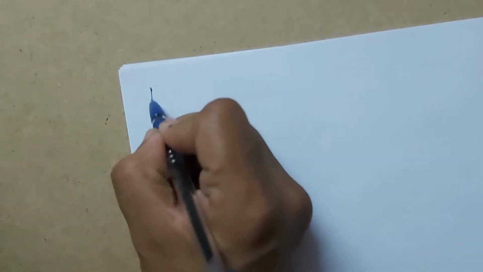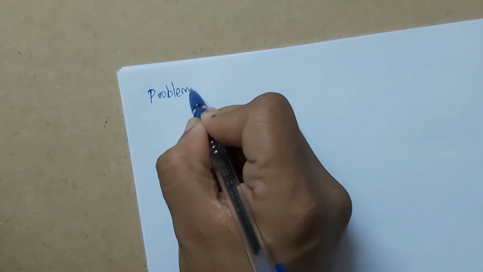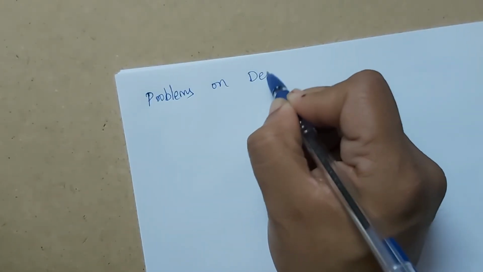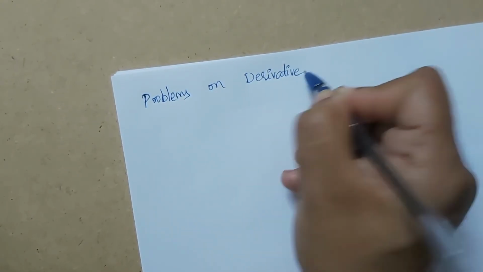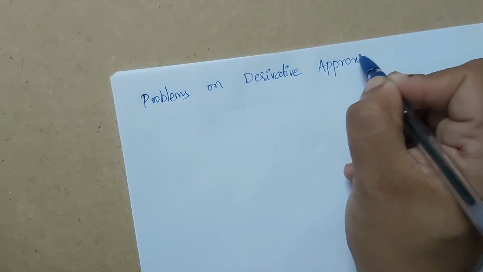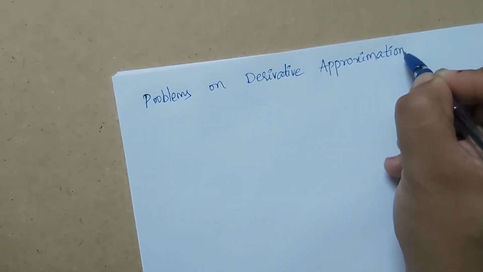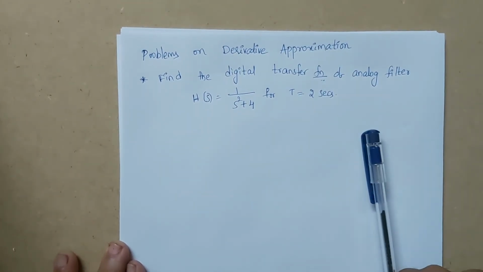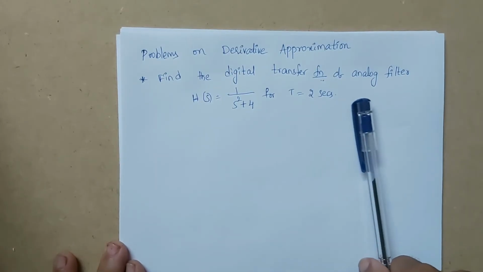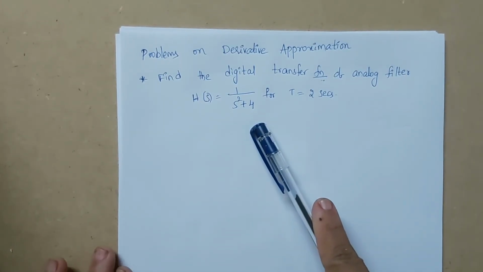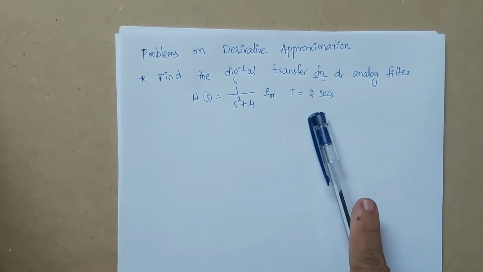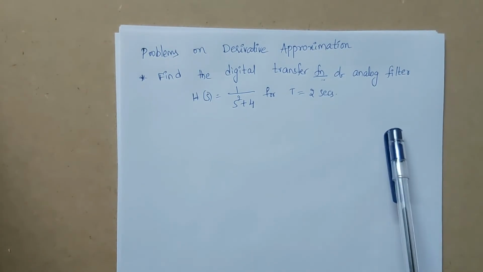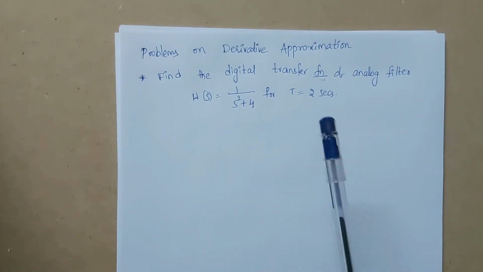Before going to that method, we'll see how to solve problems on the derivative approximation method. Let me show you how the question will be asked. Students, the question will be asked like this: find the digital transfer function of the analog filter H of s equal to, they will give a transfer function in s, for T equal to 2 seconds. If the time is not mentioned in the question, then take T as 1 second, normalized time.